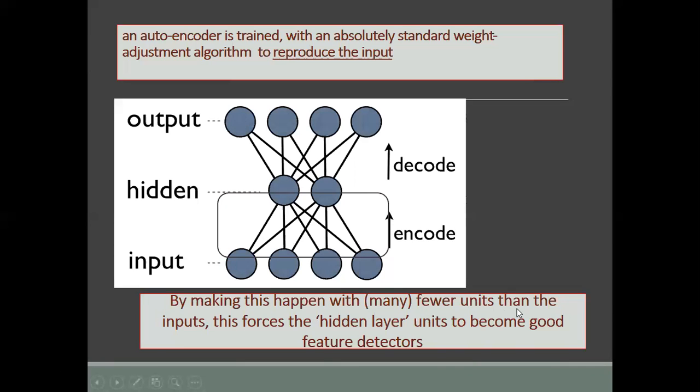So making this happen with fewer units than inputs. So this is the input. The features are fewer, but to become a good feature detector, the important features should be here.